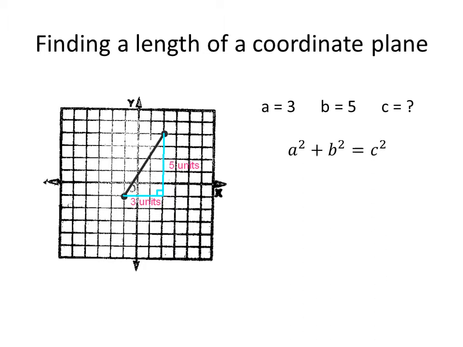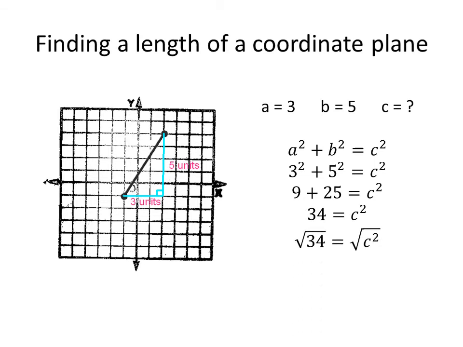Okay, so A squared plus B squared equals C squared. That's the Pythagorean theorem. A is 3, B is 5, C is unknown. Square them, 3 times 3 is 9, 5 times 5 is 25. Add them together and we get 34 is equal to C squared. And then we take the square root of both sides, and so we get 5.8 units. Okay? If you didn't get that, please make sure that you ask questions before you go on for the next one.